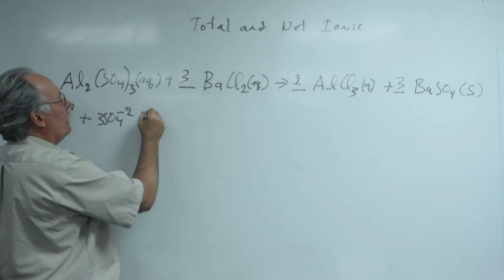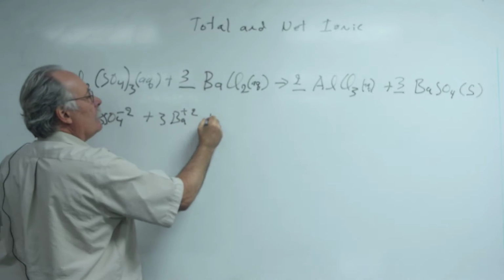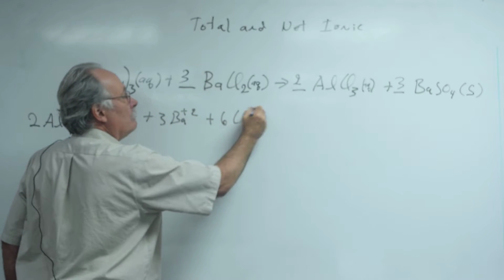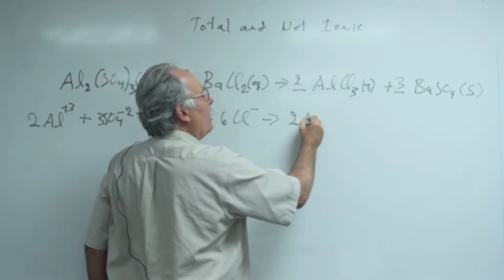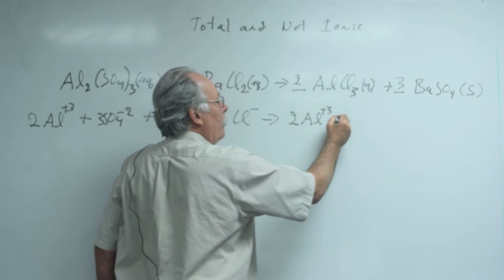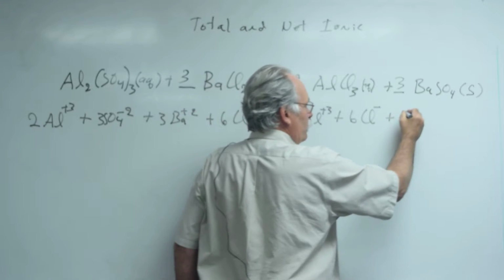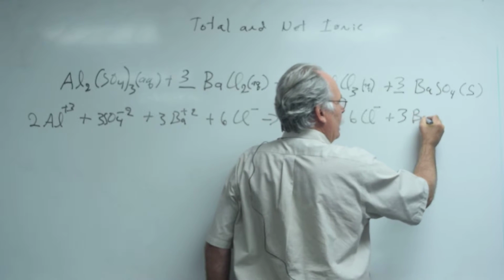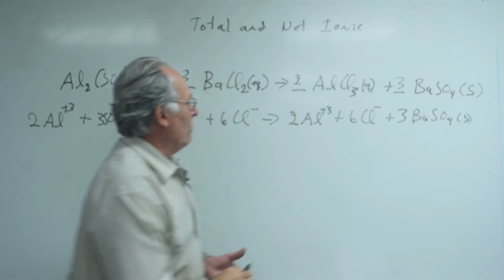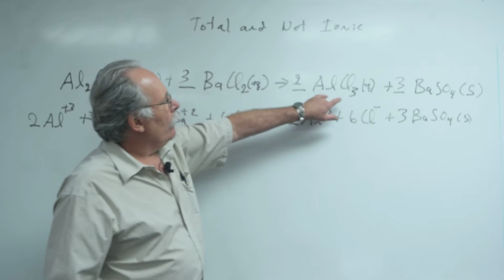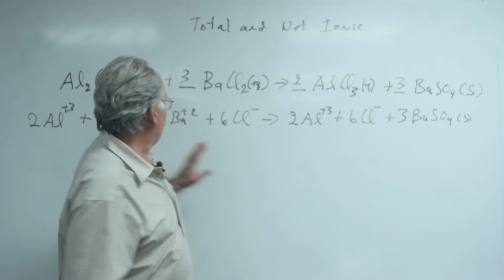Now I have 3 Ba+2 plus 6 Cl minus. This forms 2 Al+3 plus 6 Cl minus plus 3 BaSO4 as a solid. Now what we notice is that the ions in the product that is aqueous are on both sides of the equation.